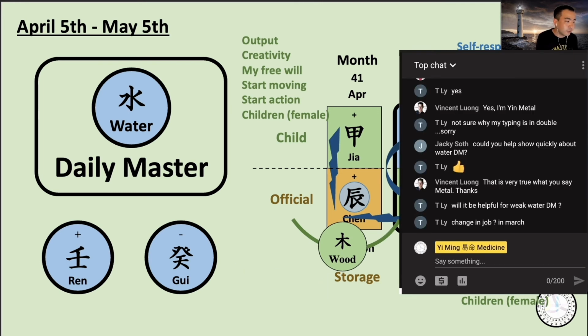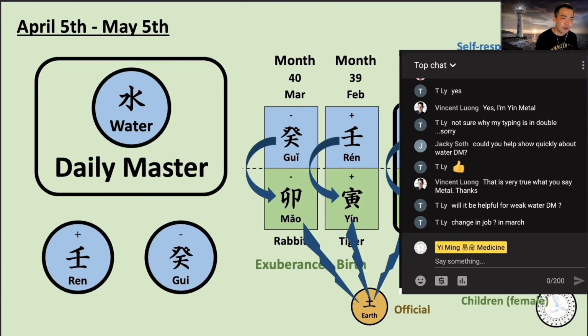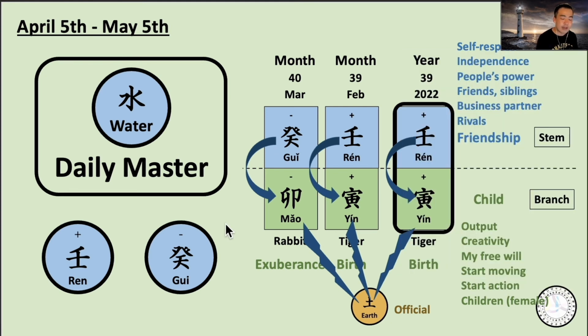Will it be helpful for a weak Water Daily Master to change jobs in March? I don't 100% agree with that, because as I said, doing something in February and March is not really helpful, not really beneficial in this year. Any kind of decision should be made in April at least. For a weak Water Daily Master, I will say wait until August or September when metal energy comes, because that is more preferable, that is more supportive energy. So I will say wait until fall or winter time, at least after August.